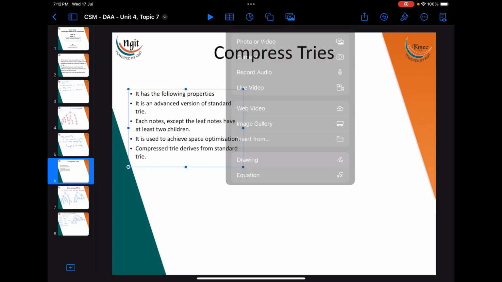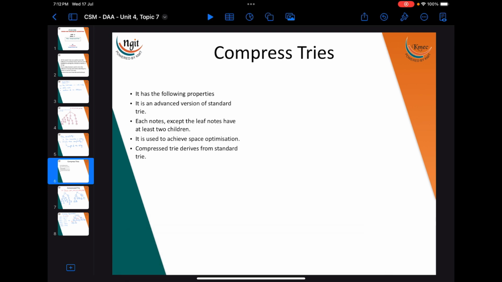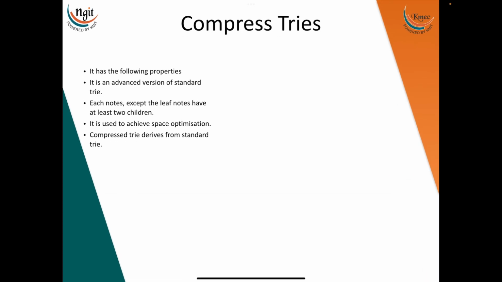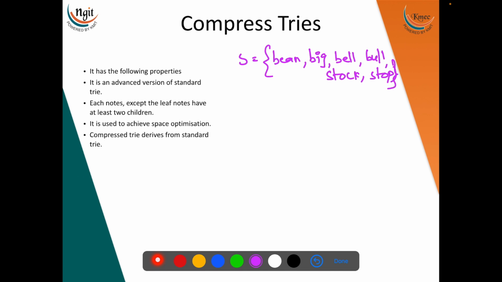Now I'll take some example. The example is S equal to the words: bean, big, bell, bull, stock, stop. Now let's see how we will construct the compressed trie.